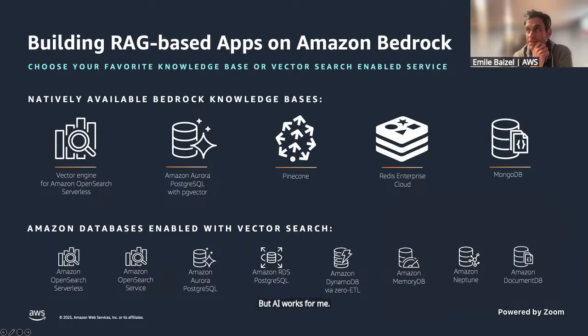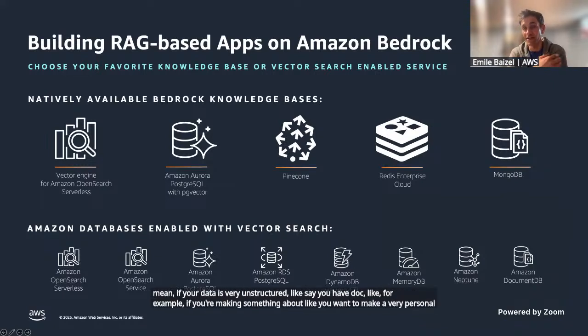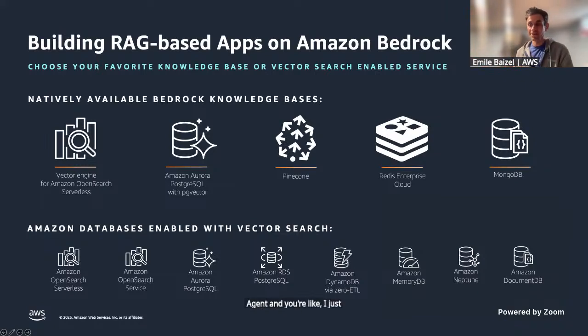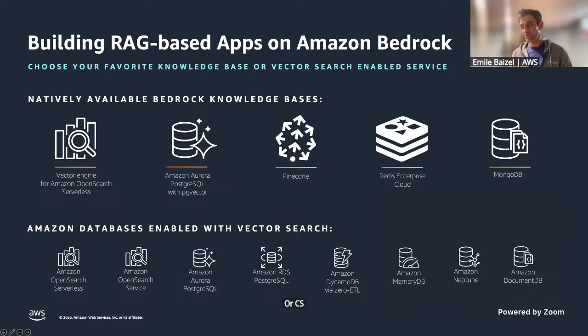You know what could be an interesting, simple way of doing that? If your data is very unstructured, for example, if you want to make a very personal agent and you want to make all your information available privately, like my tax documents, my birth certificate, or CSV files of whatever you track, you could put all of that stuff in an S3 bucket.